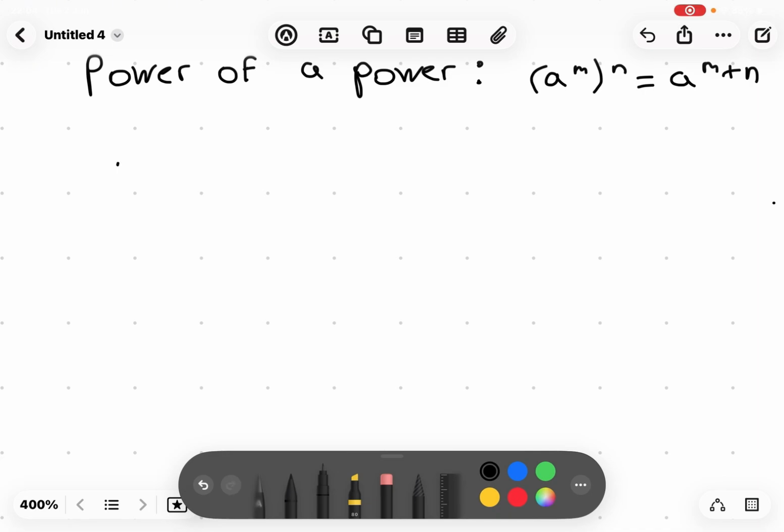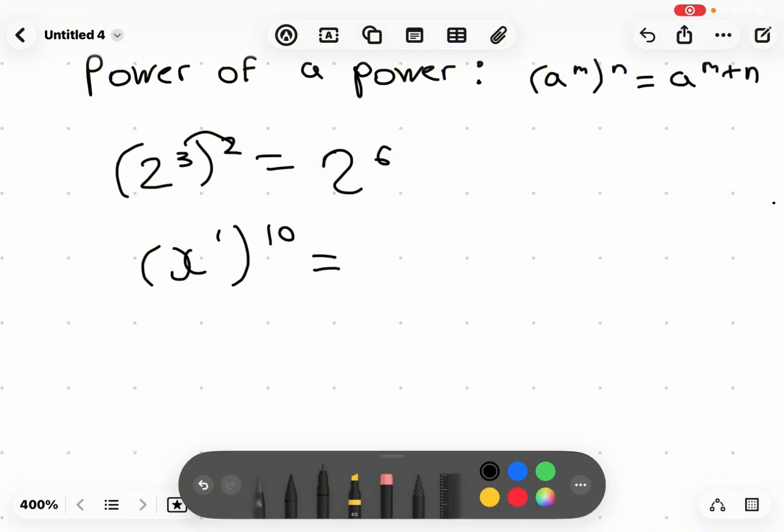So, very easy examples. Let's say 2 to the power 3, all to the power 2. It's just going to be these two multiplied, so 2 to the power of 6. And let's say you have something like this. You might be confused, but 1 times 10 is just 10. So yeah.